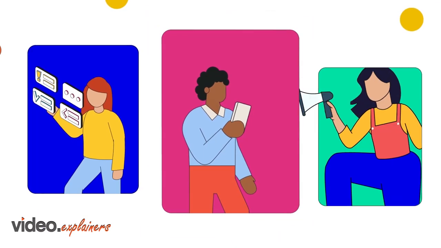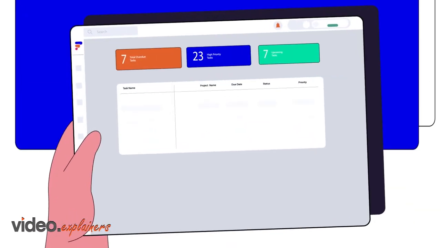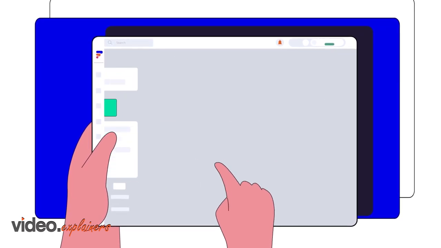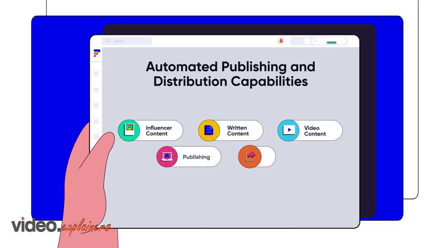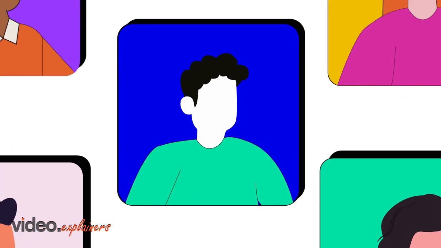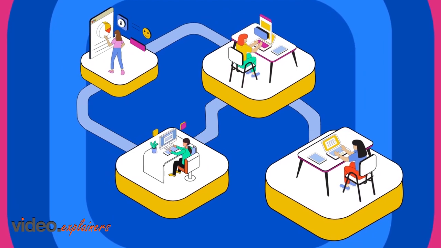Connect with a network of quality, vetted content creators and use our unique and intuitive project management tools to simplify your work. Plus, with our industry-first automated publishing and distribution capabilities, you can reach a wider audience with ease. Fabulate amplifies your work effort and the effort of your team.